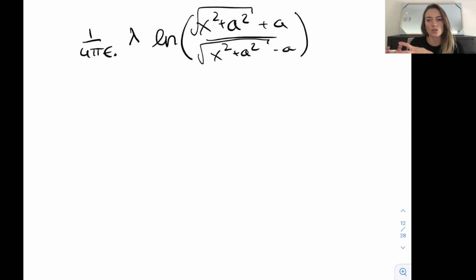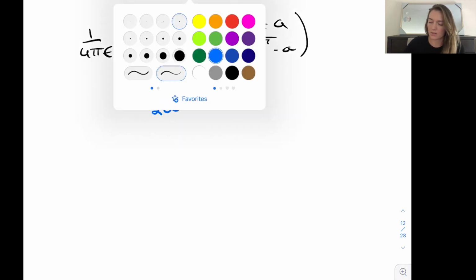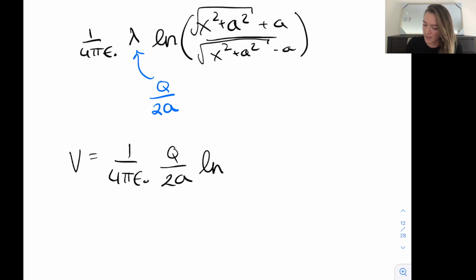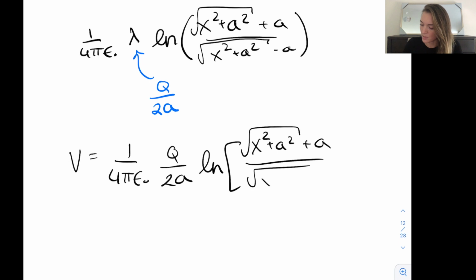Lambda will just be the total charge divided by the total length. Remember our line charge? So this we can just replace with the total charge divided by the total length, so that our answer is only in terms of variables that were originally given to us. So now our potential is just equal to 1 over 4 pi epsilon naught q over 2a, and then ln of square root of x squared plus a squared plus a, over square root of x squared plus a squared minus a.